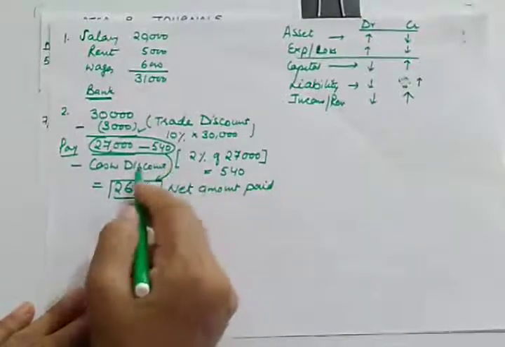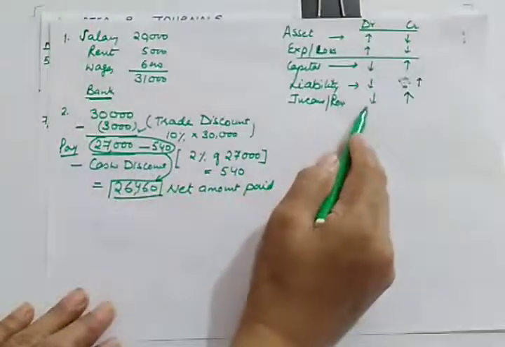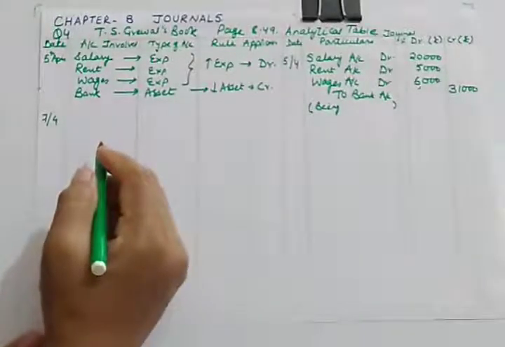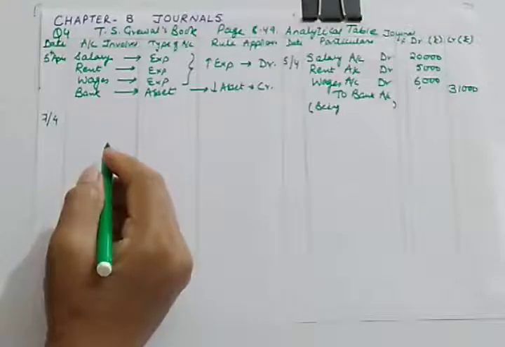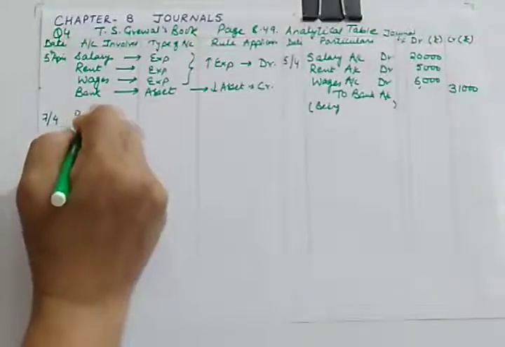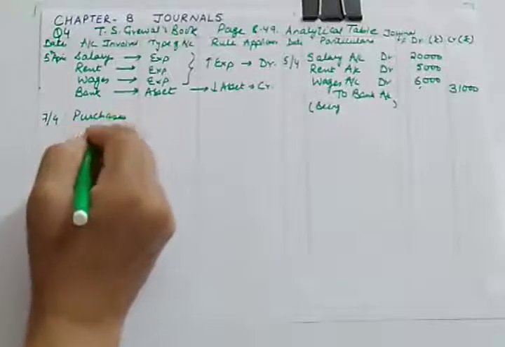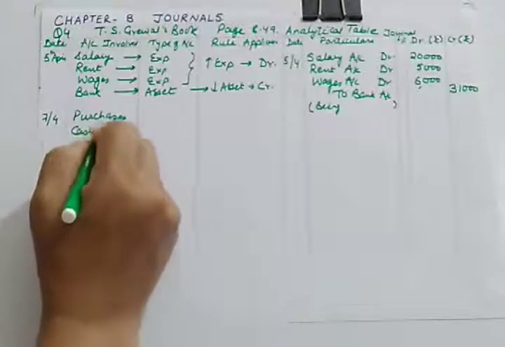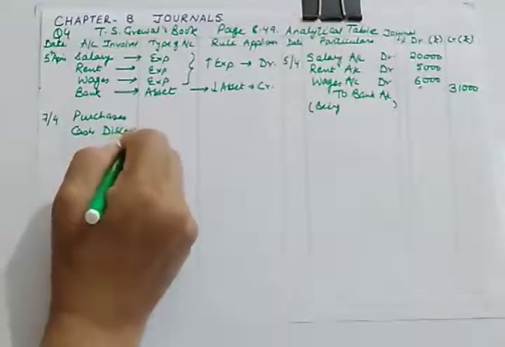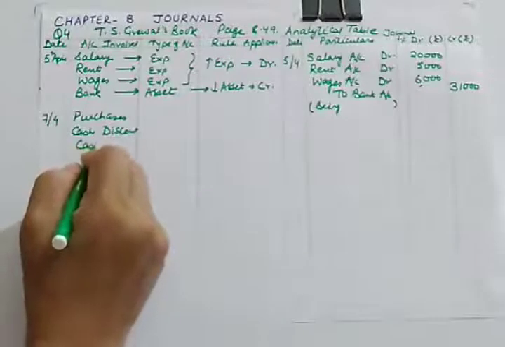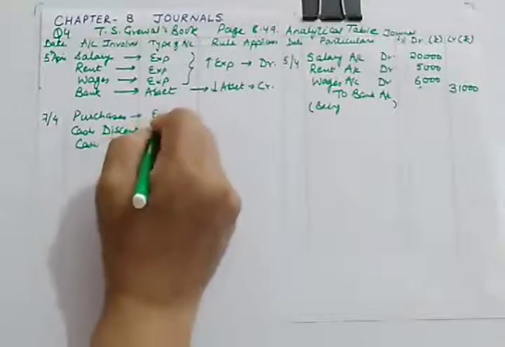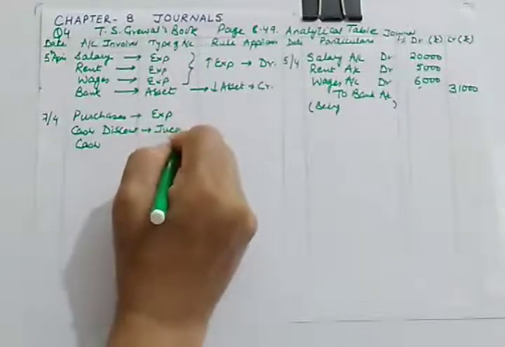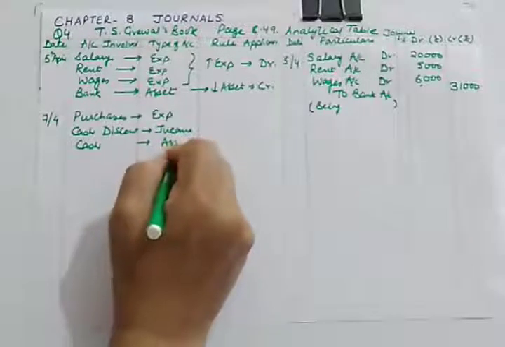And what is the nature of this cash discount? We are receiving. Receiving means this is our income. So let us see the accounts involved here. So how many accounts are involved? When you are buying goods, number one, purchases, and then there is no journal entry for trade discount. So next is cash discount, and moreover cash also. So purchase is your expense and cash discount is your income, and cash is your asset.